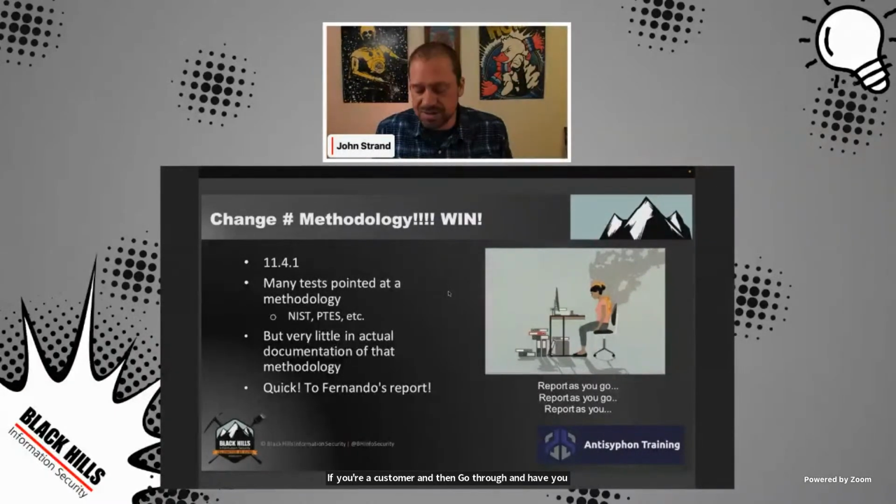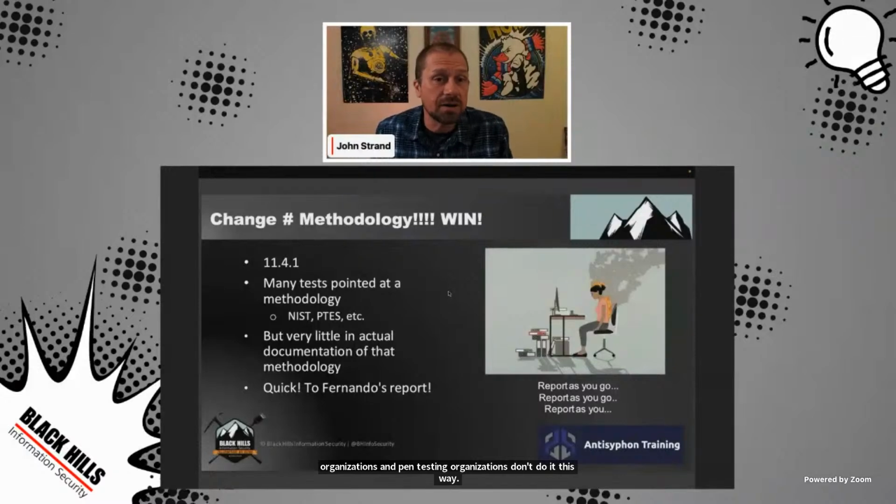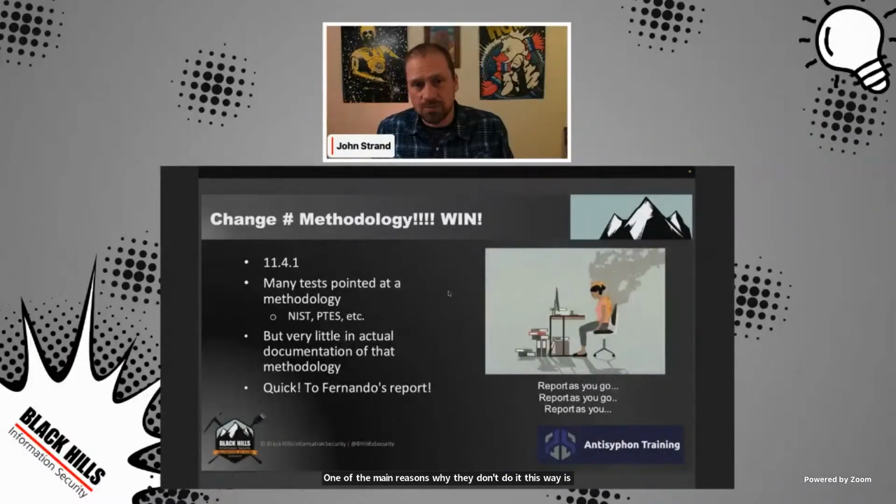And there's a number of reasons why a lot of organizations and pen testing organizations don't do it this way. One of the main reasons why they don't do it this way is because it's hard. It adds in a lot of work, right?